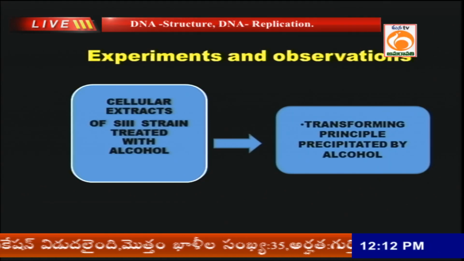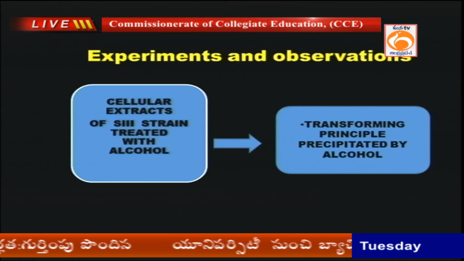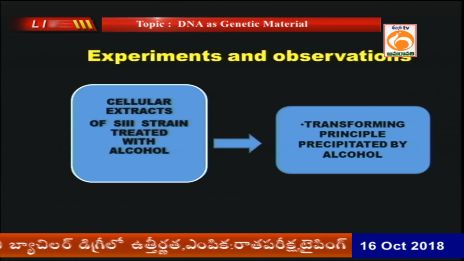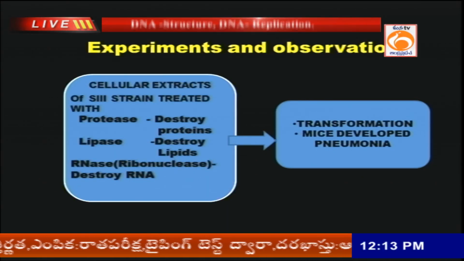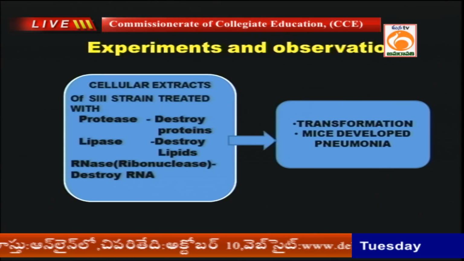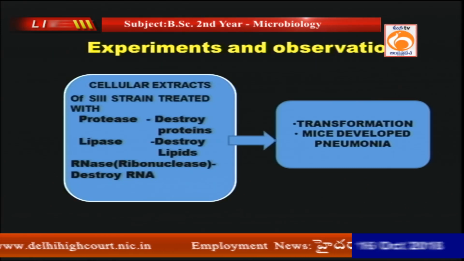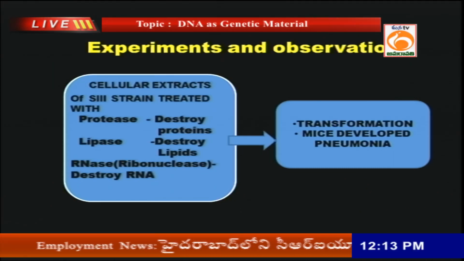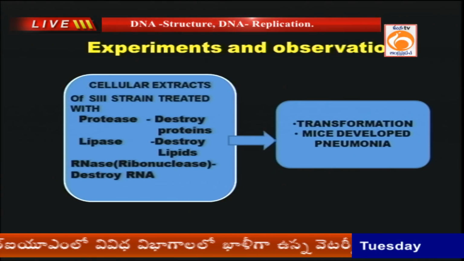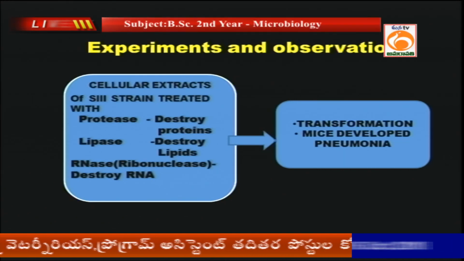First, the cellular extracts were mixed with alcohol. They observed that it got precipitated by alcohol. In the second part of the experiment, the cellular extracts of S3 strain were subjected to treatment with protease enzymes, lipases and RNases and injected into mice. It could cause transformation. That means mice developed pneumonia and died.